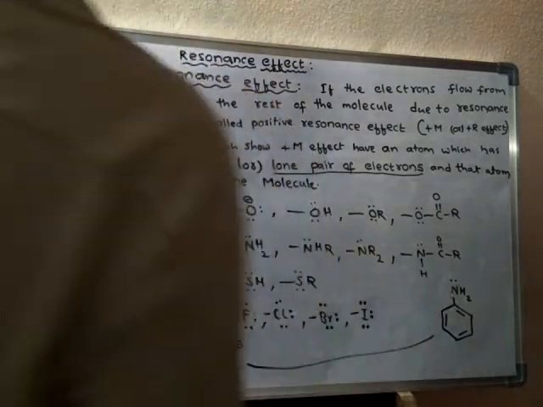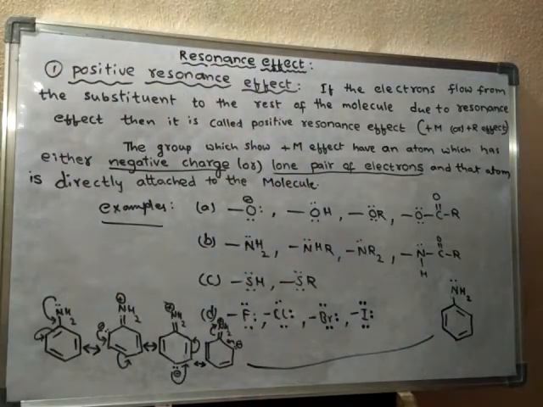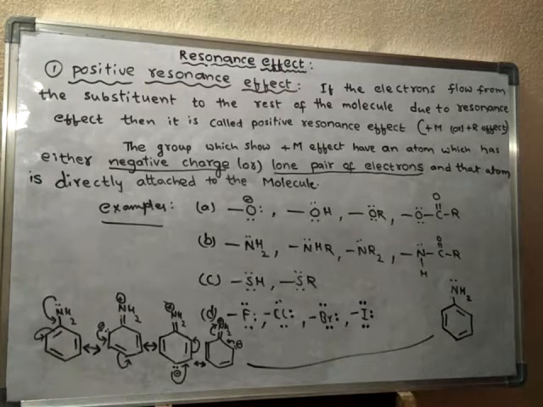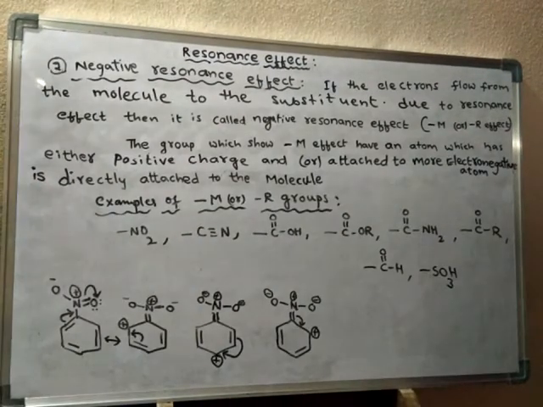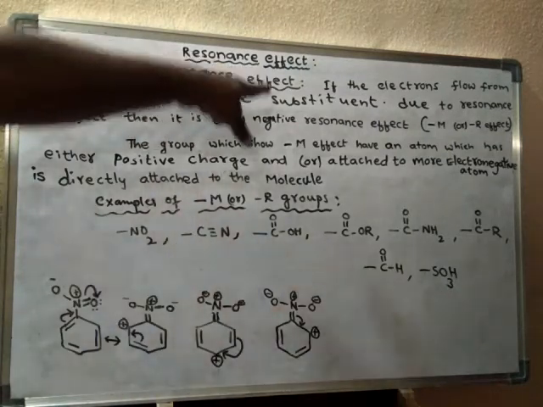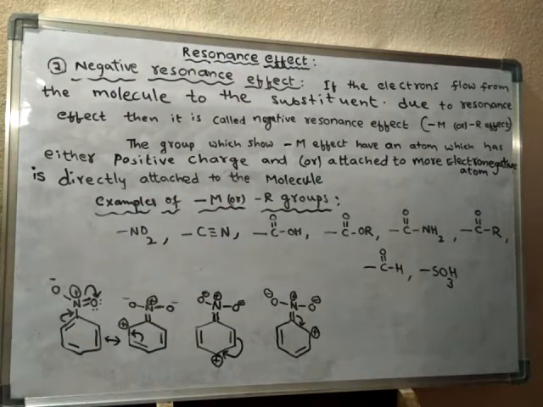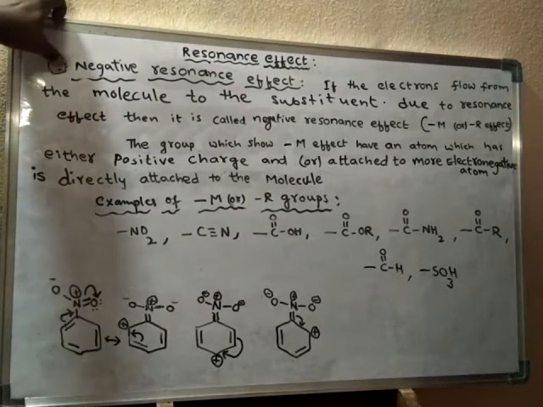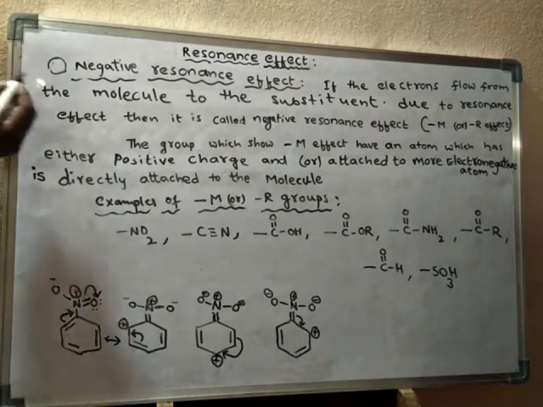Such groups which will give electrons to the rest of the molecule through resonance are said to be positive resonance effect groups. Okay, right. Now we will learn about the negative resonance effect. Okay, so this is the second type of resonance effect.